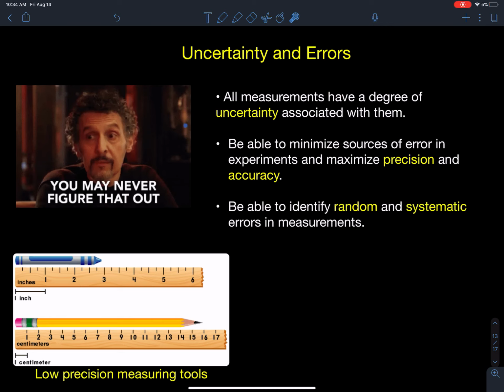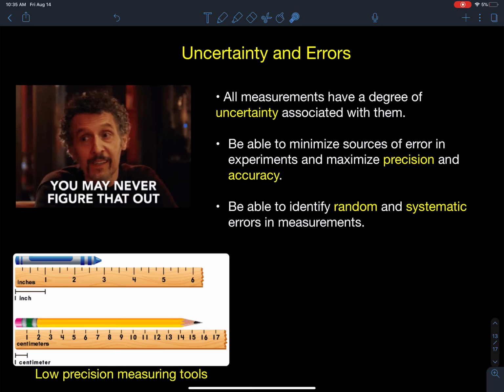Even a ruler, when we're looking at a ruler, are we 100% certain that these markings have been calibrated properly? Has that ruler changed over time that made it less accurate? We don't know these things. So we have rules as physicists to apply uncertainties to our measurements so that we can give a level of confidence. Without this, like this guy's saying over here, you may never figure things out. We'll never have a true understanding of to what degree we know anything without our estimate of uncertainty.